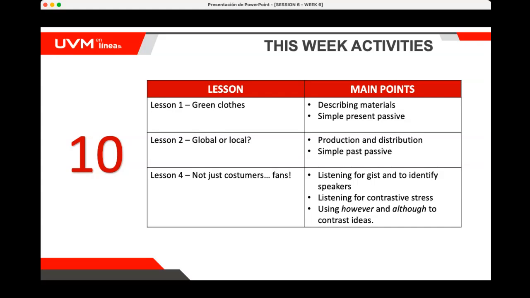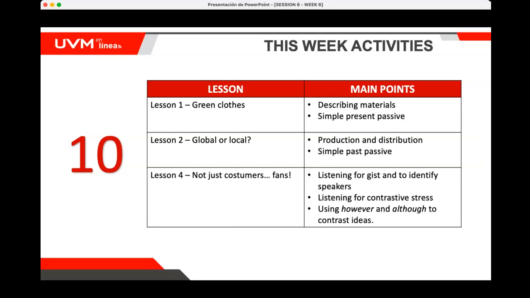And in Lesson 4, Not Just Customers, Fans, you learn some strategies for the listening skill and for the writing skill. In the listening part, you review how to identify the gist of a listening, and also how to identify speakers. Also, how to understand contrastive stress. This is a very important factor.